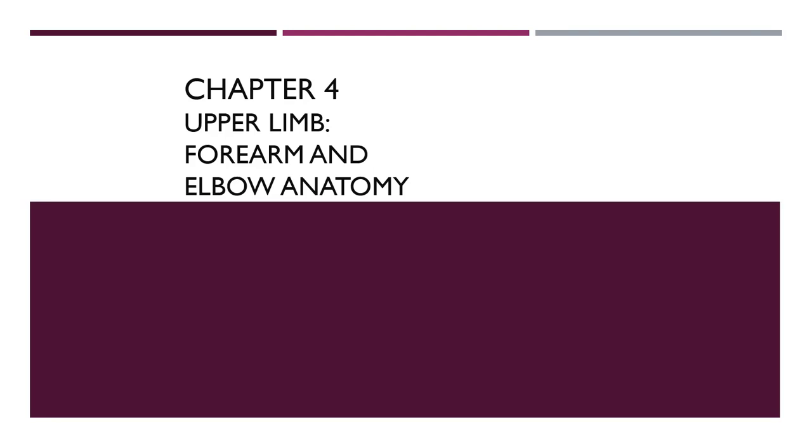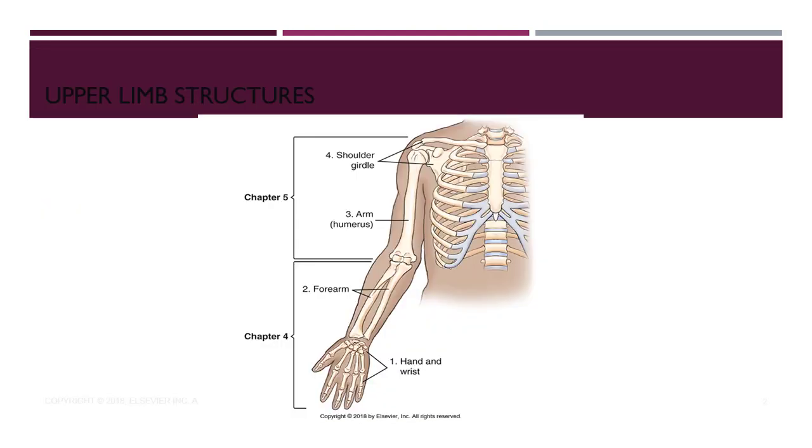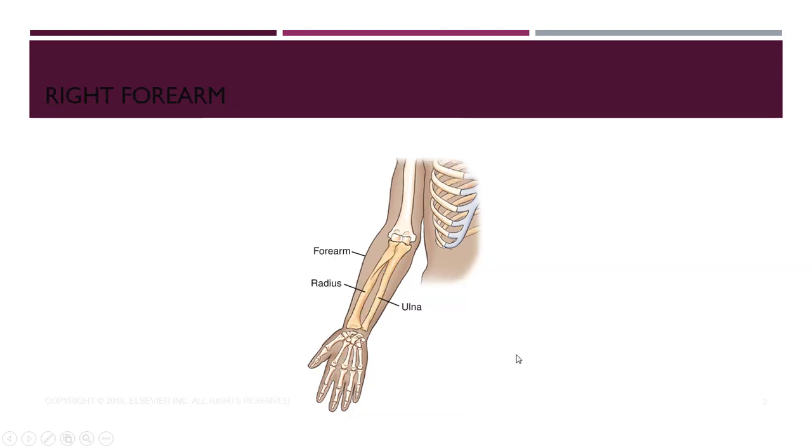We are going to continue this chapter and talk about the forearm and elbow. Let's begin with the anatomy. In the upper extremity, we've already discussed the digits, hand and wrist. We are now going to move up to the forearm and the elbow. We will come back to the shoulder and humerus next semester in Chapter 5. So our concentration is going to be on the elbow and the forearm for this anatomy.